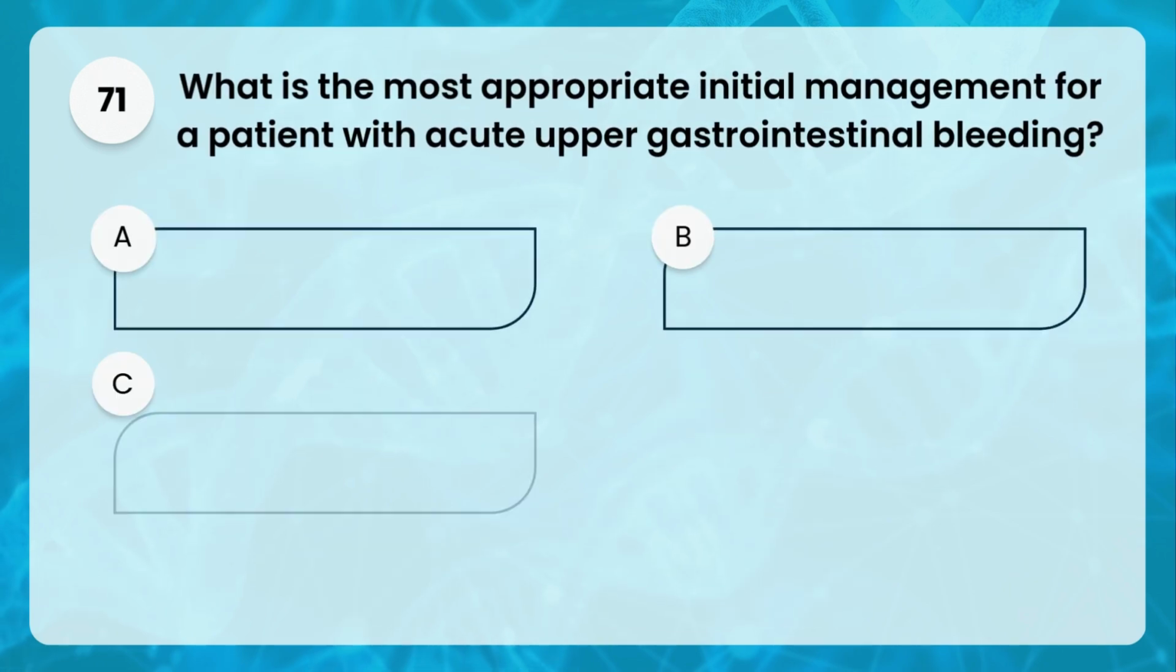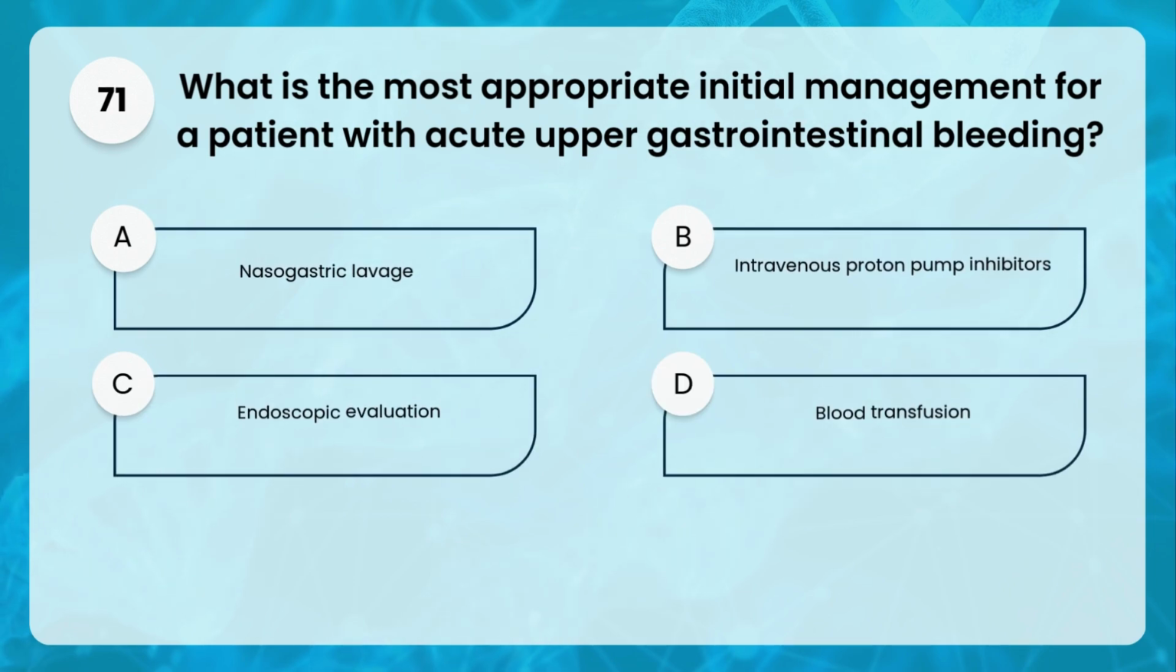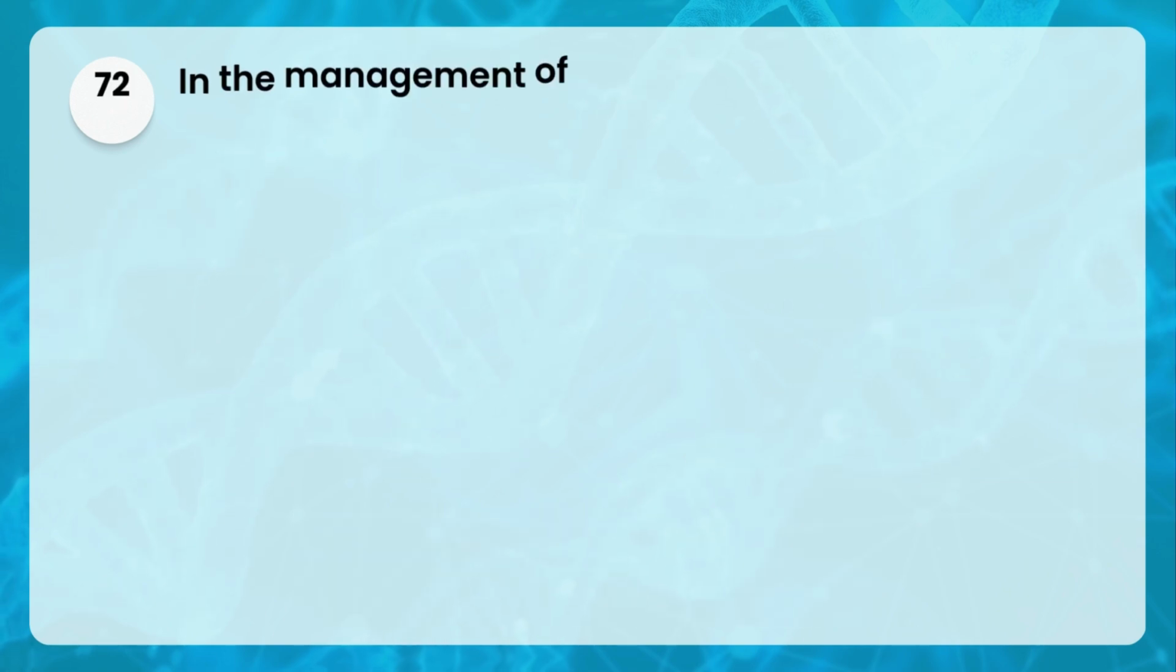Number 71. What is the most appropriate initial management for a patient with acute upper gastrointestinal bleeding? A. Nasogastric lavage, B. Intravenous proton pump inhibitors, C. Endoscopic evaluation, or D. Blood transfusion? The answer is B. Intravenous proton pump inhibitors.